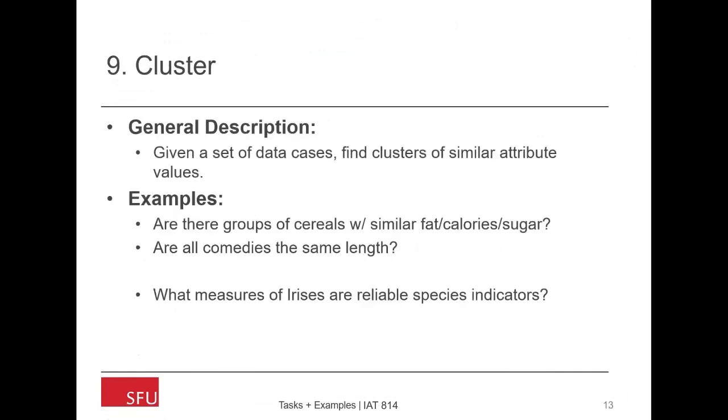And the next item, I'm going to use a different data set for this one. But the idea is that given a set of data cases, find clusters of similar attribute values. For example, are there groups of cereals with similar fat, calories, sugar? Are all comedies of the same length? Is there a cluster of a particular kind? And the question I'm now going to ask with a Tableau demo is, what measures of irises from the iris dataset are reliable species indicators?